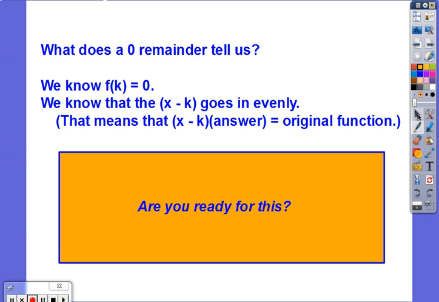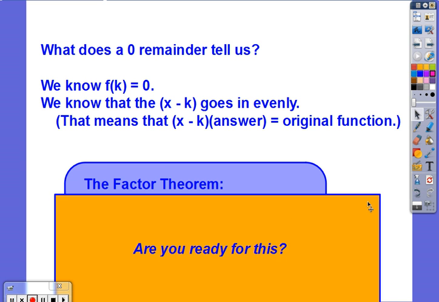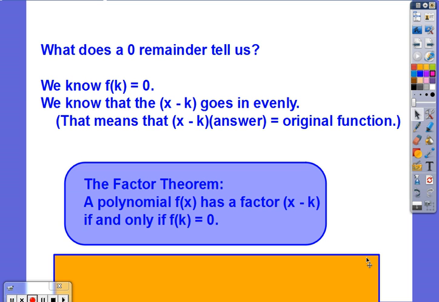And so this is pure gold right here, the factor theorem. A polynomial f of x has a factor of x minus k if and only if f of k equals 0, which kind of makes sense, because if it's a 0, it's a factor. You know, like roots, solutions, zeros, x-intercepts, factors, they go together. And that's the factor theorem. That's the official one, there it is.